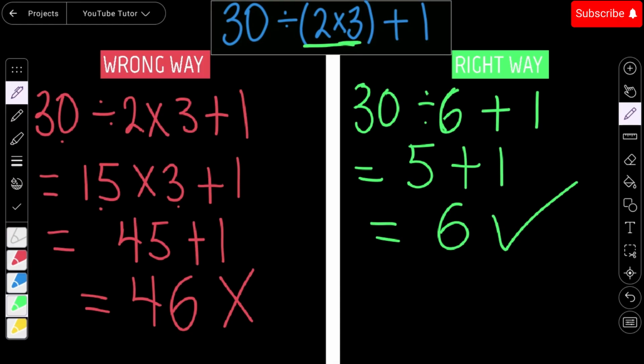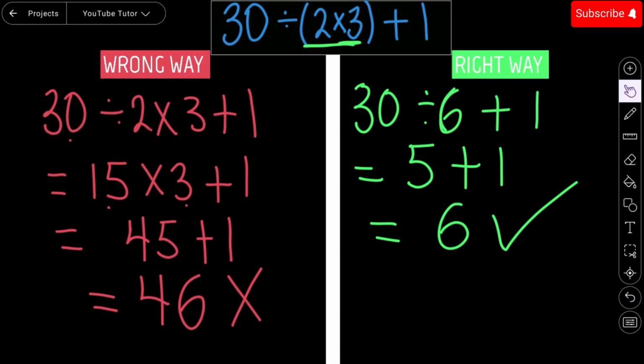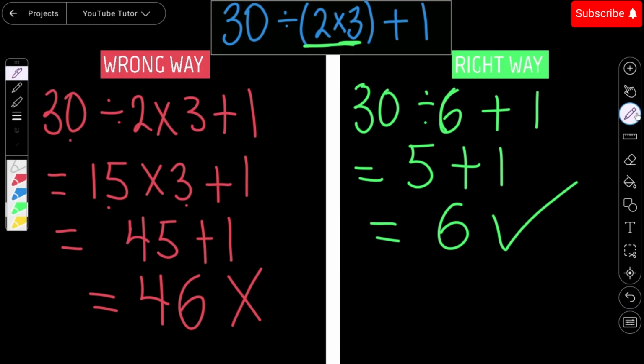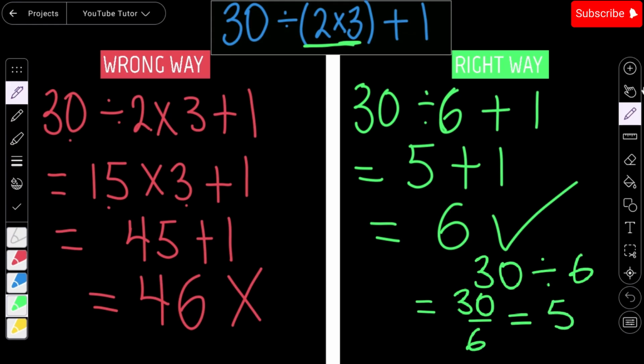The reason why you make a mistake or you get it wrong when you use the wrong way is because in the wrong way you ignore the parenthesis, this parenthesis, which is in the denominator. The denominator as in, let me write it this way so you understand. You see, when we have 30 divided by 2 times 3, which is 6, it can be written as a fraction of 30 divided by 6, which gives us the 5.